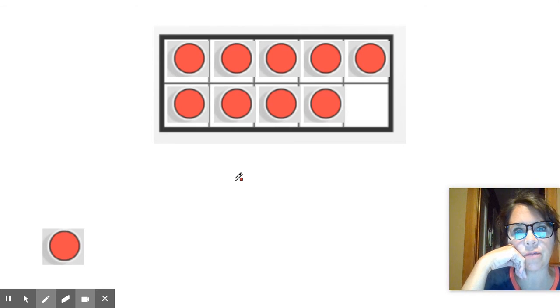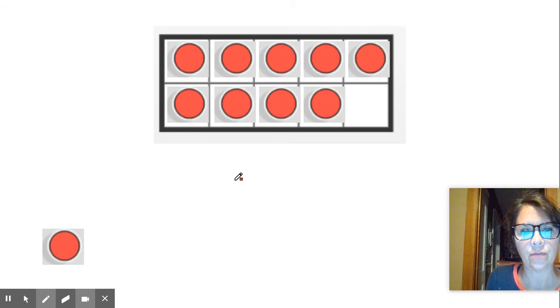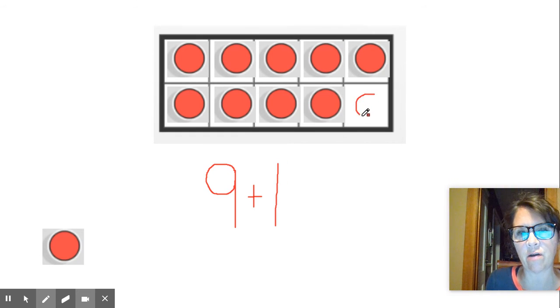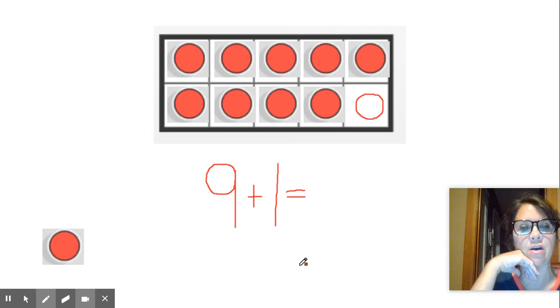Okay, show me what you put. All right, so I see 9 is correct. Start with 9. Okay, now I want you to add one more. I'll add one more up here on our 10 frame. And how much does that equal? So finish up your equation, and when you have it all solved, hold it up to the camera so I can see.